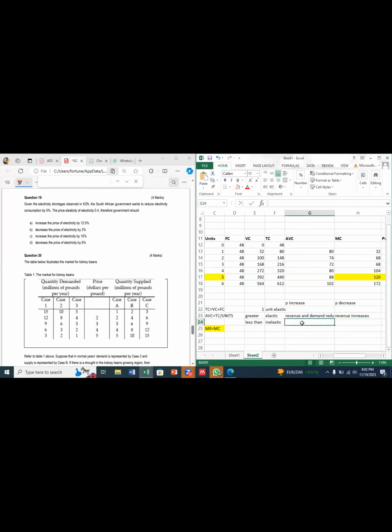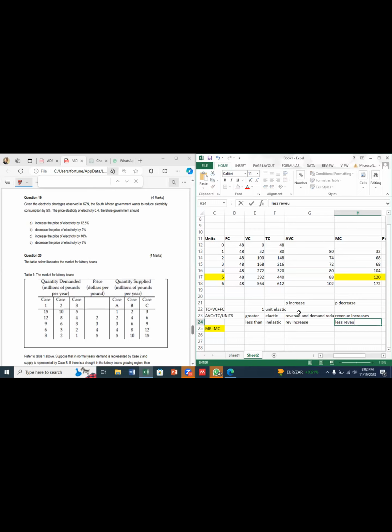Then the opposite is true when it is inelastic. Inelastic, you're supposed to be increasing the price. You're going to be having revenue and demand increasing. Demand will not necessarily increase, it will stay the same, but revenue will increase because of the price. Then when it is inelastic and you reduce the price, you have less revenue because the quantity demanded would not necessarily change.